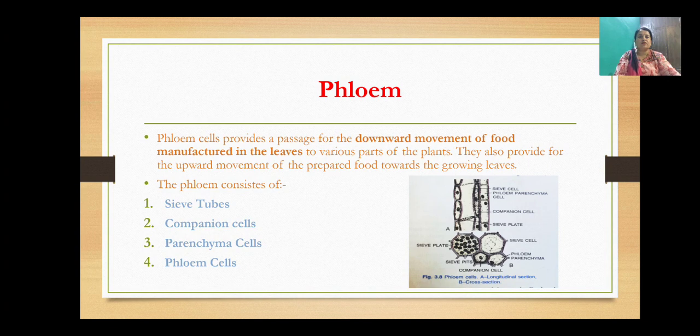Now, let us come to the phloem part. Another conducting tissue, another vascular tissue, is the phloem tissue, and the phloem cells provide a passage for the downward movement of food manufactured in the leaves.